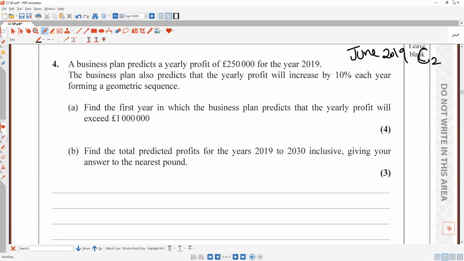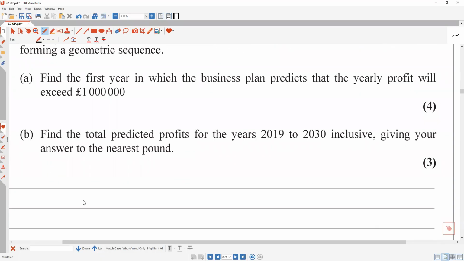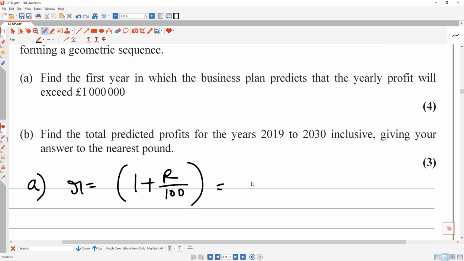Let me pause the video. Resume recording. A business plan predicts a yearly profit of 250,000 for year 2019. The business plan also predicts that yearly profit will increase 10% each year, forming a geometric sequence. So what is your R over here? Yesterday I taught you how to find R. R was 1 plus R by 100. What is your R? 10%, divided by 100. How much is it? 1.1, right? So R is 1.1.